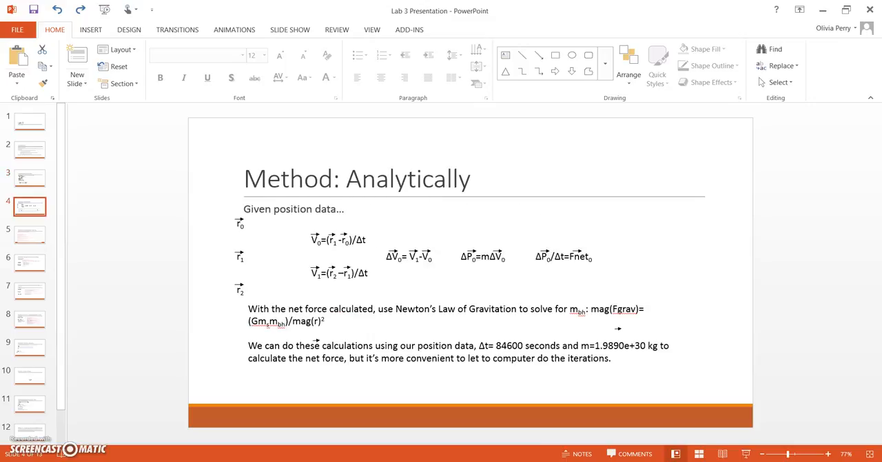The first part to calculating the mass of the black hole is calculating the value of Fnet. Analytically, this is done as shown here, moving from position data to Fnet. Once the net force has been calculated, Newton's universal law of gravitation can be used to solve for the mass of the black hole by plugging in the star's mass, delta t, the net force, and the gravitational constant. However, it is more convenient to let the computer do the computations for us.